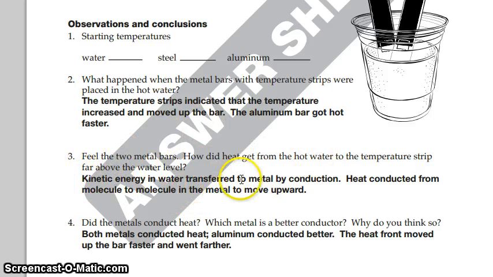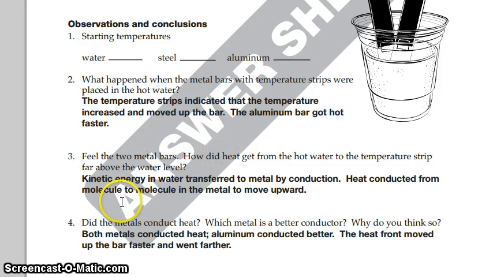Kinetic energy in the water transfers to the metal by conduction. Heat is conducted from molecule to molecule in the metal to move it upwards. So once that heat transferred from the water to the metal, then it transferred within the metal all the way up to the tops of the metal bars in the case of the aluminum, and almost up to the top in the steel. And we should have noticed that the aluminum did transfer all the way up and was warmer than the steel when we did touch them.